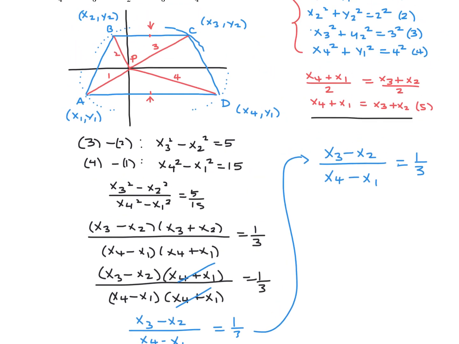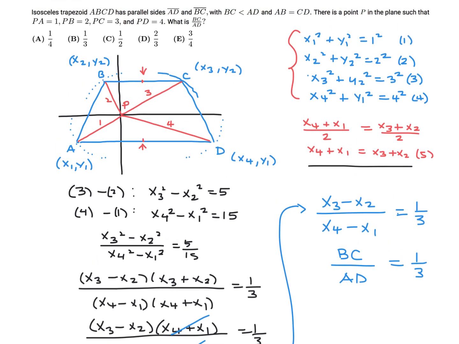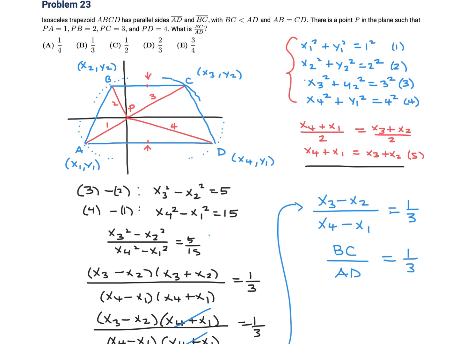Now, go back to the diagram. x3 minus x2 is actually the distance from B to C. And x4 minus x1 is the distance from A to D. And in a very interesting way, we got exactly what they wanted. They wanted us to figure out BC over AD, and that's what we got. We got 1/3. So there you go. The answer to this is B.